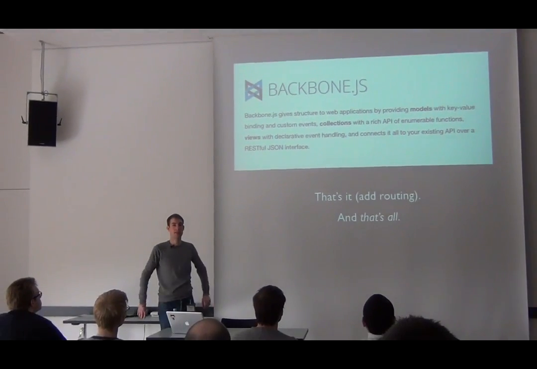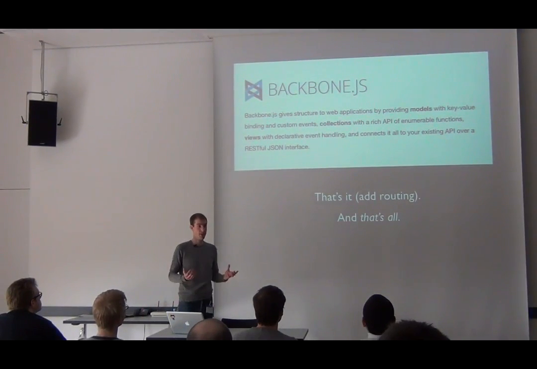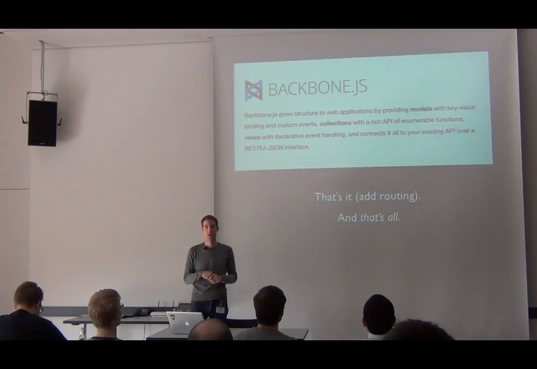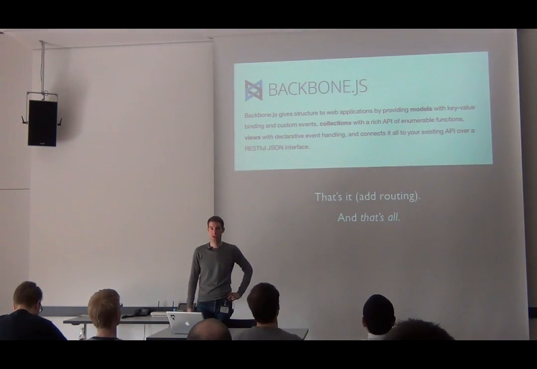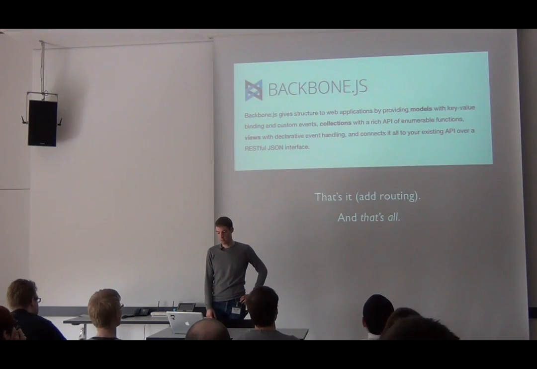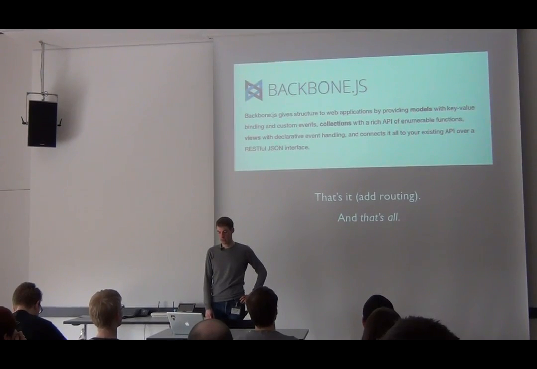So what I told you so far is basically everything that Backbone provides. The summary on the Backbone.js homepage, backbone.js.org, I think, says Backbone gives structure to web applications by providing models with key value binding and custom events, collections with a rich API of innumerable functions, views for declarative event handling, like I showed you, and connects it all to your existing API over a RESTful JSON interface.